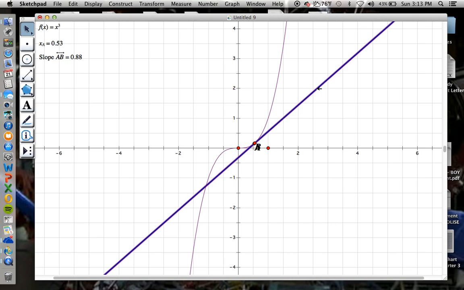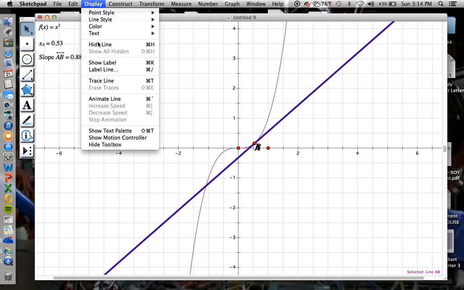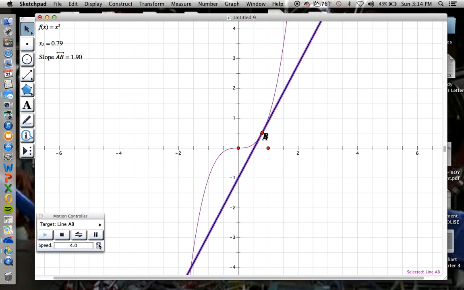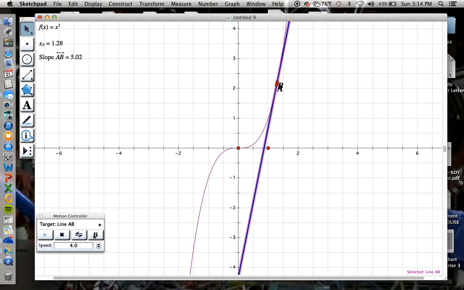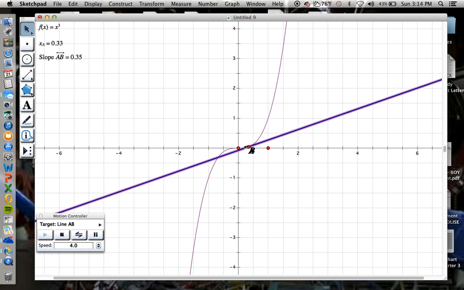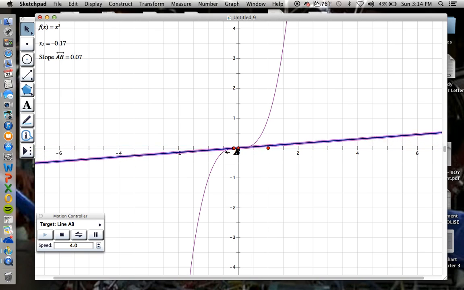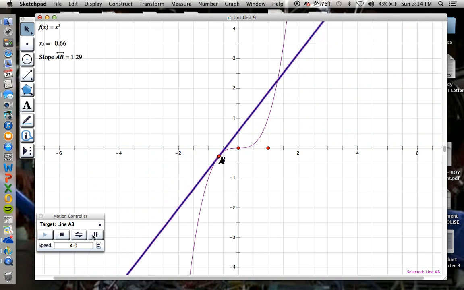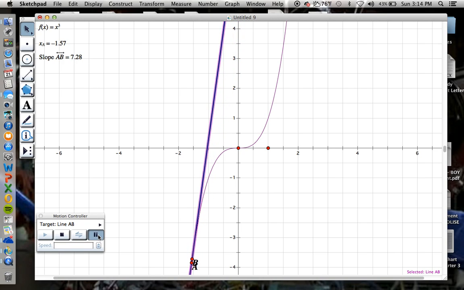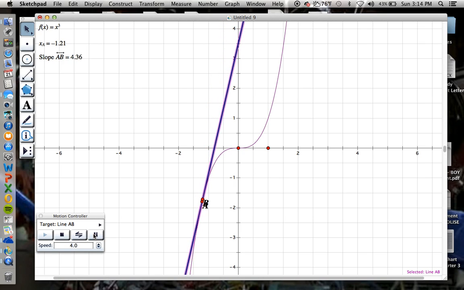I'm going to animate this line, and I want you to see what happens as we animate that line. The slope changes. As x goes this way, if we move the tangent line this way along that function, the slope changes. I'm going to start over here, and I'm going to stop it right about there. I'm going to keep going just a little bit.